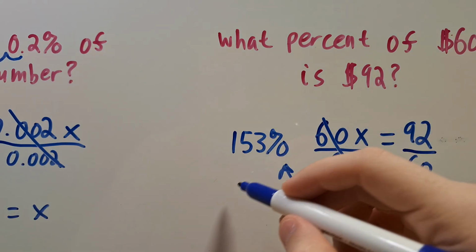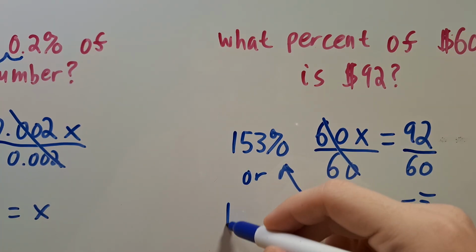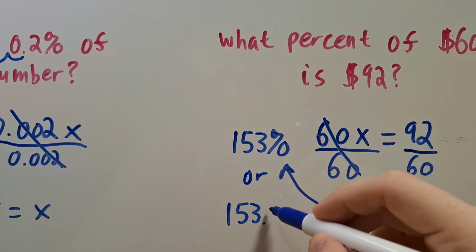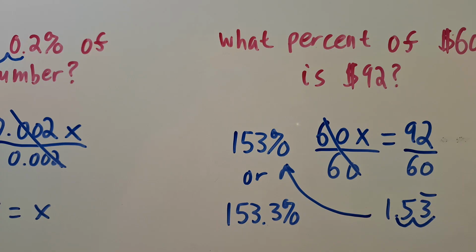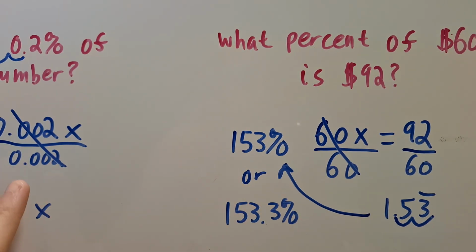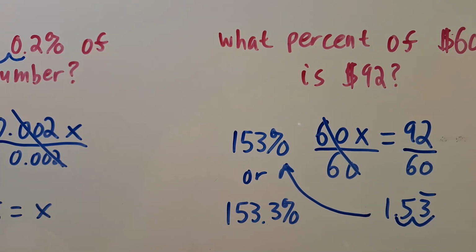And rounding to the nearest tenth, it would be 153.3%. So again, for each of those three problems, the setup was the same exact way. The numbers were just a little weird.